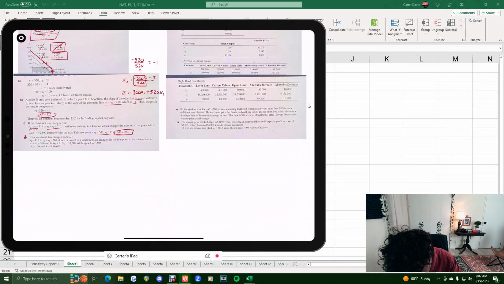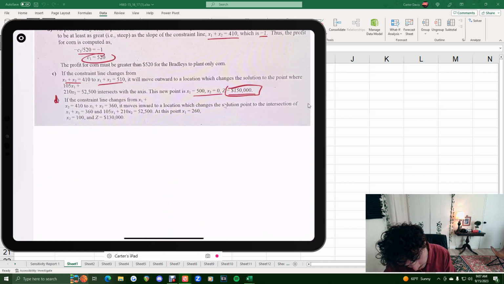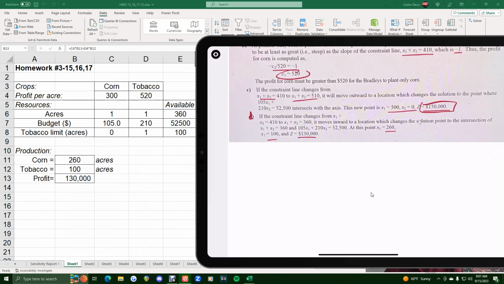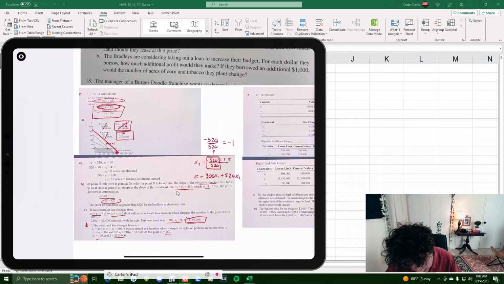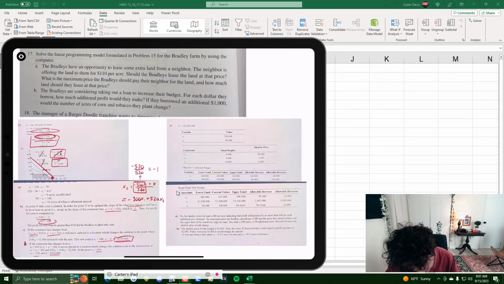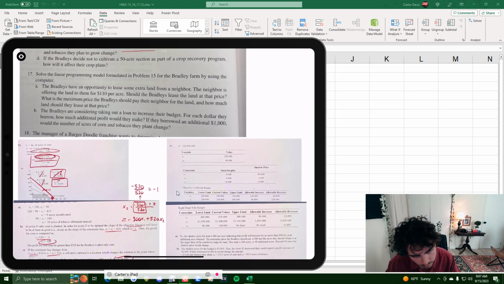Okay, so what did they say? It moves it inward. So again, they're explaining it with the graph again. 260, 100, 130,000. It's still what we got here. Hopefully that's good enough. I'm going to leave it at that for number 16. Okay. Do I want to keep going?